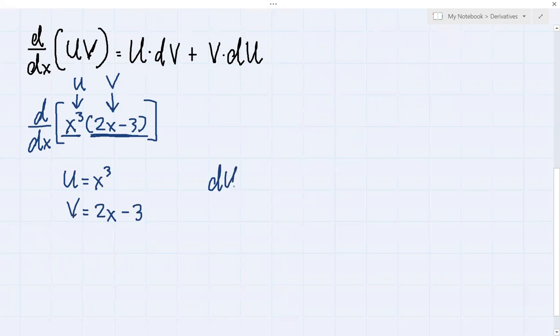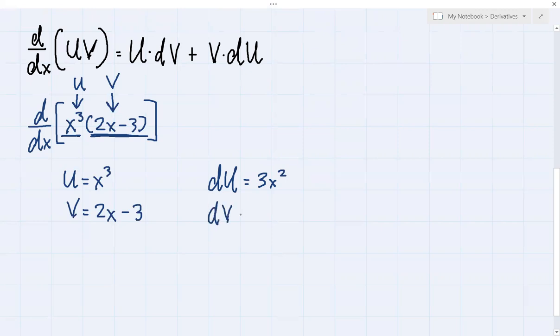Ngayon, kunin natin si du, yung derivative ng u mo, which is si x cube. So, what is the derivative of x cube? So, ito, we have a variable na may exponent, so we will use power rule of differentiation. So, magiging 3x raised to 3 minus 1. So, 3 minus 1 is 2. So, magiging 3x squared na yan.